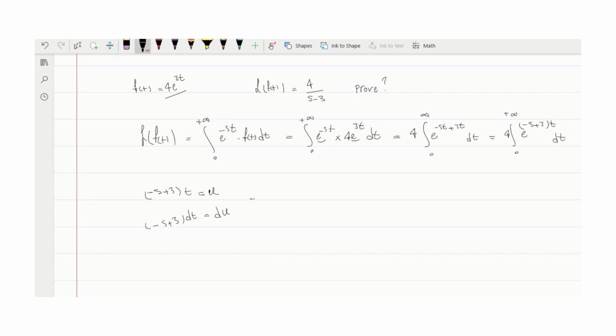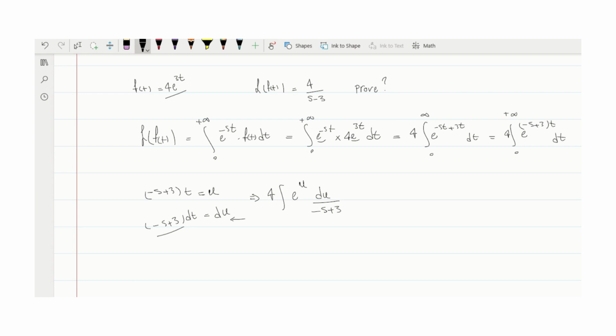So we will have 4 times e to the power of u, because this term, minus s plus 3 times t, would be equal to u. And for dt, we're just going to write du divided by this value in here. Because if you divide both sides of the equation by the value of minus s plus 3, you will be left with dt on the left hand side. So it would be du divided by minus s plus 3.